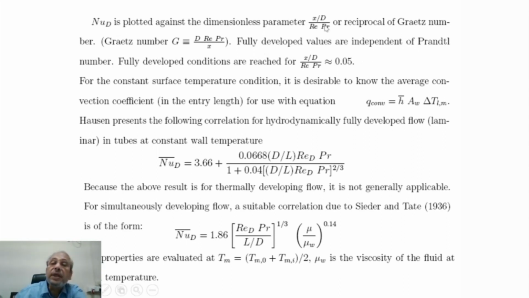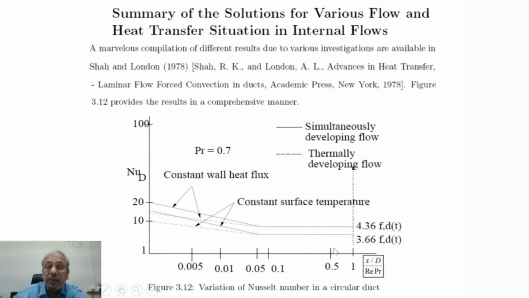It is the reciprocal of the Graetz number, x by D Re Pr, where the Graetz number is given by D Re Pr divided by x. Fully developed values are independent of Prandtl number. Fully developed conditions are reached for x by D divided by Re Pr close to 0.05. That we can see from here, that at 0.05 this fully developed condition is reached. Of course, 0.05 is x by D divided by Re Pr.